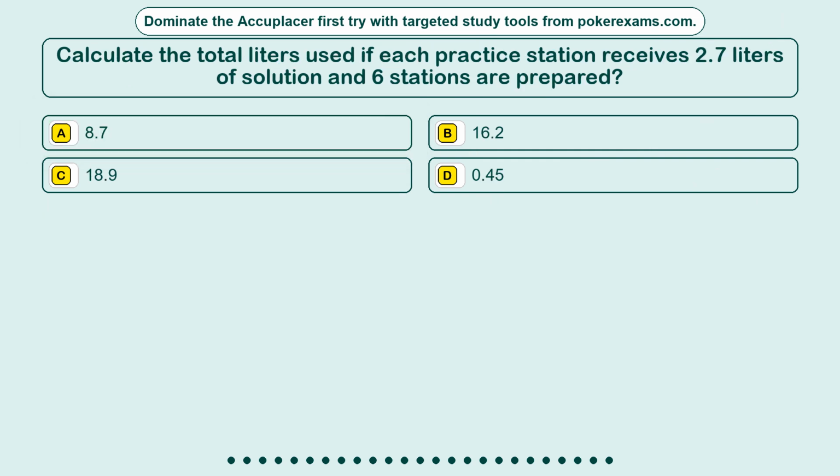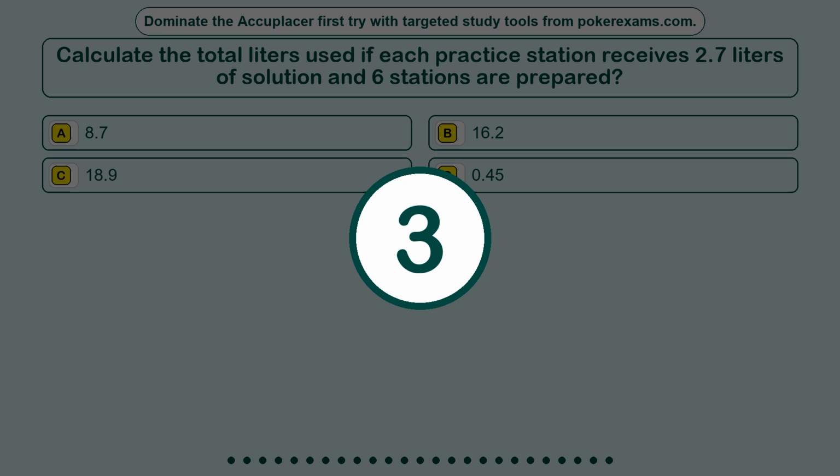Question 3. Calculate the total liters used if each practice station receives 2.7 liters of solution and 6 stations are prepared. Option A, 8.7. Option B, 16.2. Option C, 18.9. Option D, 0.45.